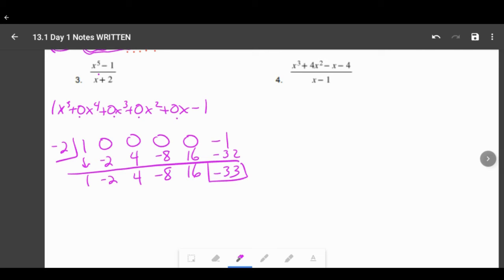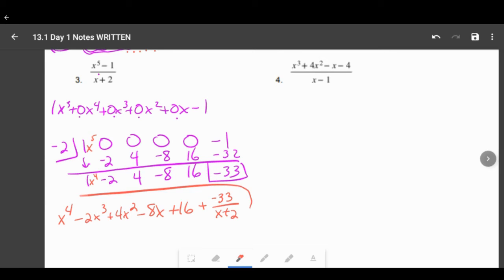So I want to put my answer down. And again, when you're looking at this, you have to identify that it started off as x to the 5th. So when I divide by x to the 1st, I'm going to have x to the 4th. So just start there and say, okay, my answer is going to be x to the 4th minus 2x cubed plus 4x squared minus 8x plus 16. There's my constant. And I'm going to say plus a negative 33 over x plus 2. And there is my answer.